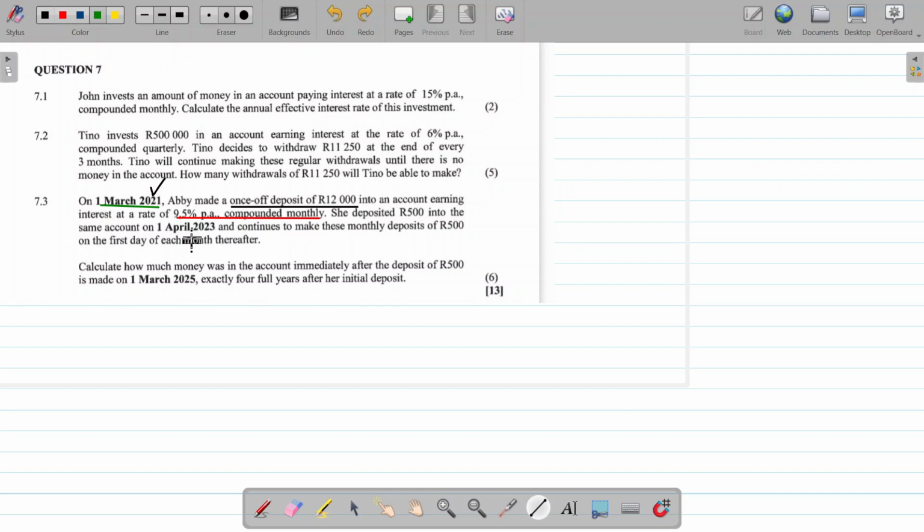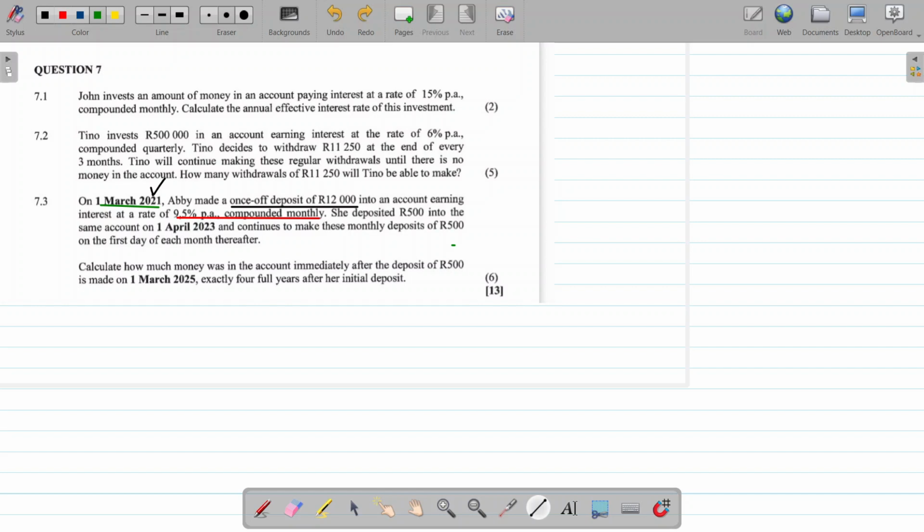She continues to make these monthly deposits of 500 on the first day of each month thereafter. So now this is happening every month, and this becomes an annuity. At first, Abby just made a payment of 12,000 into an account earning interest compounded monthly. Now she's making regular payments of 500 on the first of every month. Initially it wasn't an annuity, but now it's becoming an annuity.